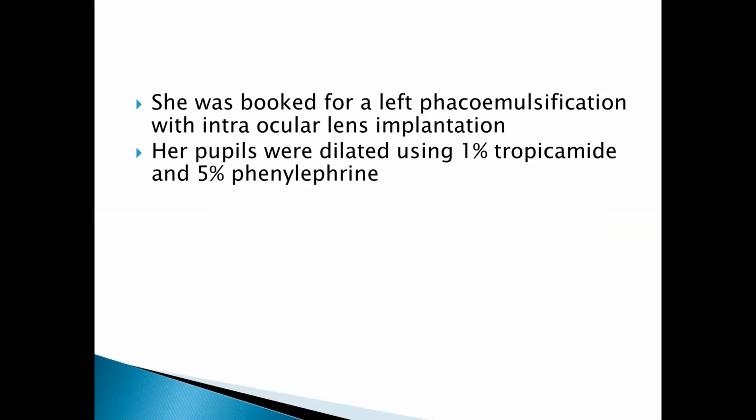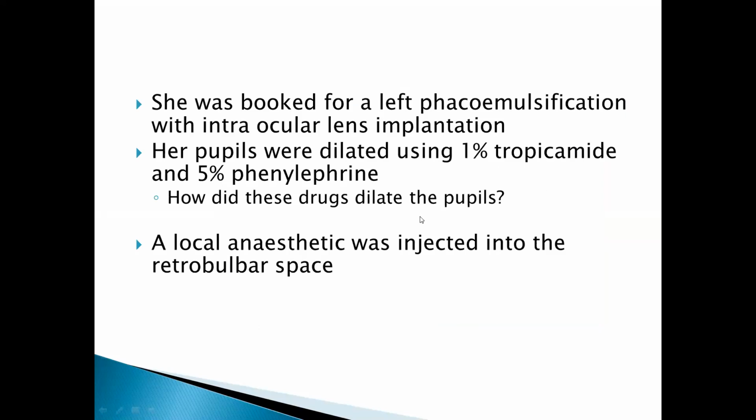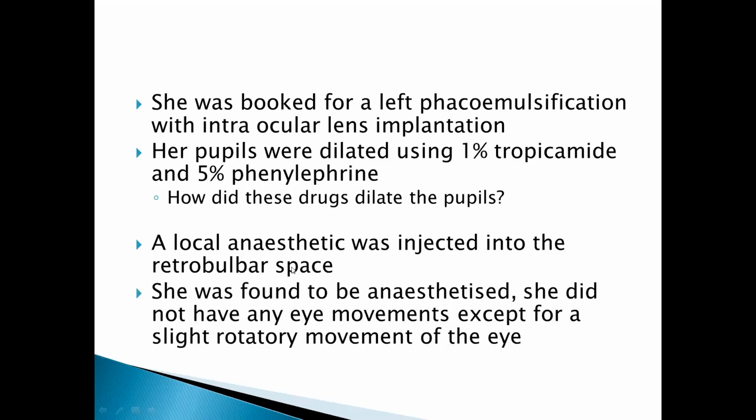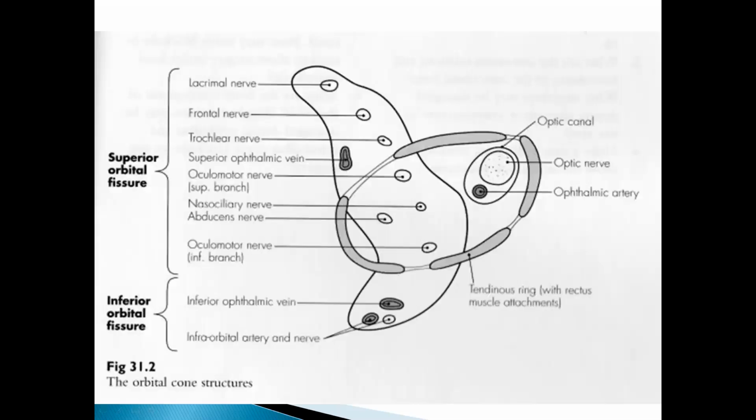Pupils were dilated using tropicamide and phenylephrine. So tropicamide is an antimuscarinic drug and phenylephrine is a proadrenergic drug. So both of these will dilate her pupils. So this is not really anatomy, but for physiology, you can work that out. So a local anesthetic was injected into the retrobulbar space. So she was found to be anesthetized. She did not have any movements except for a side rotary movement of the eye. Okay. Why did the rotary movement persist?